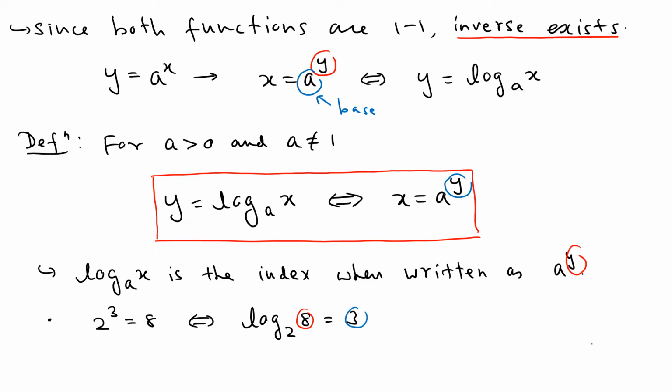That's what it means. And also, for example, 2 to the negative 3 is 1 over 8. So you can say log base 2 of 1 over 8 equals negative 3. So you can see it's just a log form, but you write it in a different way. So it simply means log means the index. So now look at the two graphs.